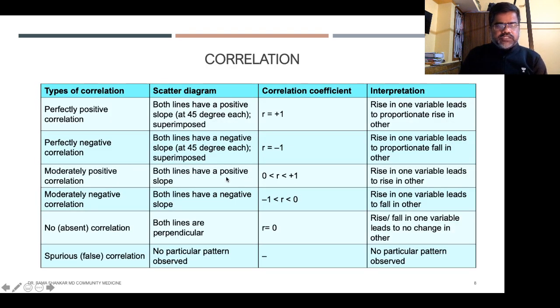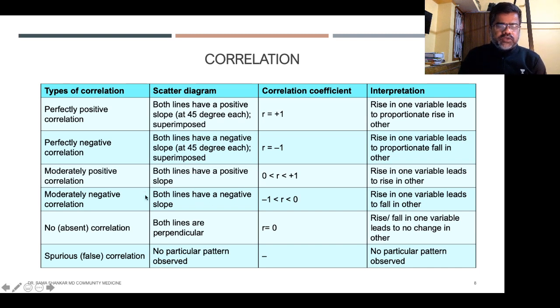Now, just to make it more clear, what is perfect positive correlation? When your correlation coefficient is plus 1, it means one value is directly proportional to the other: when one value increases, the other also increases. Now what is perfect negative correlation? A rise in one variable leads to a fall in the other variable. One value is increasing, the other is decreasing, so that is inversely proportional.